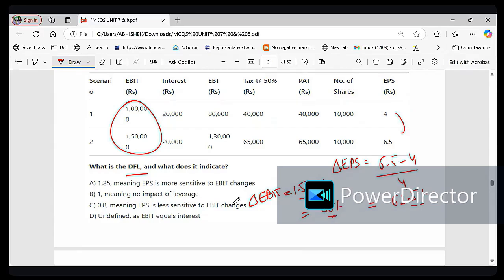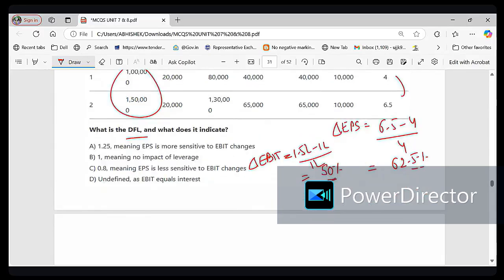So how much is your DFL? So your DFL is 62.5 divided by 50%. So how much is it? Near about 1.25, right? So 1.25 means option number A, right? So what is the meaning of this 1.25? You understand? See, it means that EPS is 25% more sensitive than EBIT. EPS upon EBIT. So this 1.25 means that EPS is 1.25 times more sensitive than EBIT.